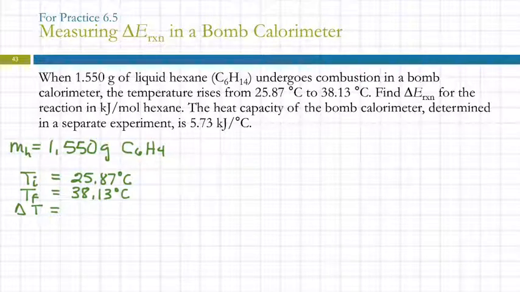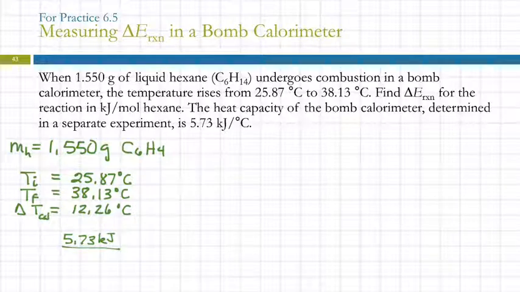Final minus initial, 38.13 minus 25.87, 12.26. That's the change in temperature for the calorimeter. I'm going to call that delta T cal. That's for the calorimeter. Find delta E, okay, and then there's one more number here. 5.73 kilojoules per degree Celsius. That's the heat capacity for the calorimeter.